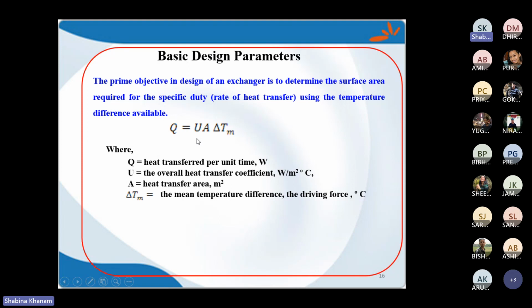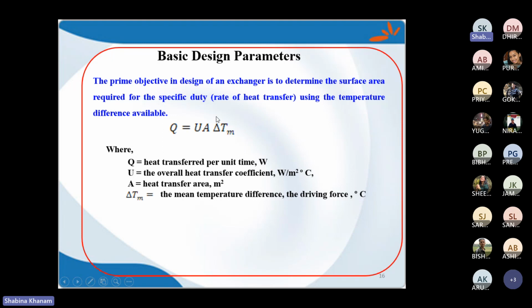If I consider this overall heat transfer coefficient, depending upon the parameters, that is also a fixed quantity. Another parameter I have is delta T mean, that may be LMTD, that may be arithmetic, whatever. My purpose in showing this equation is how each of these parameters will be considered in designing. So first of all, we will focus on this U and then this delta T mean.